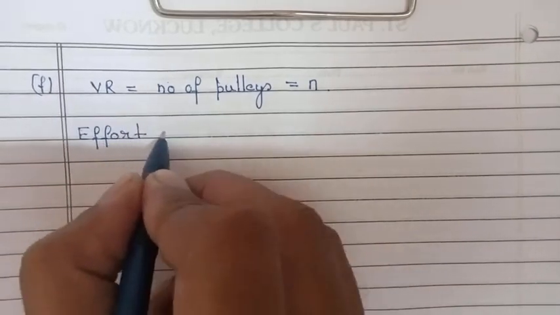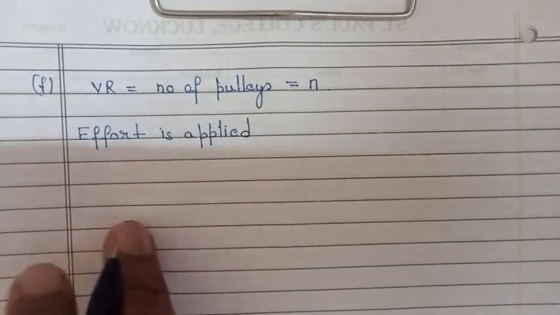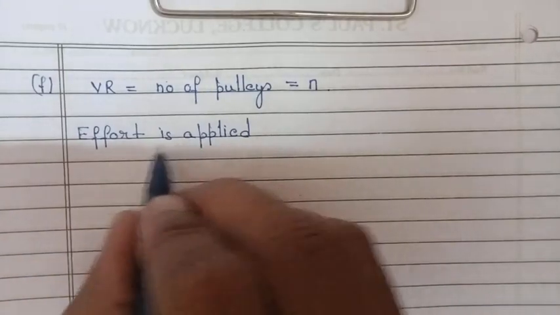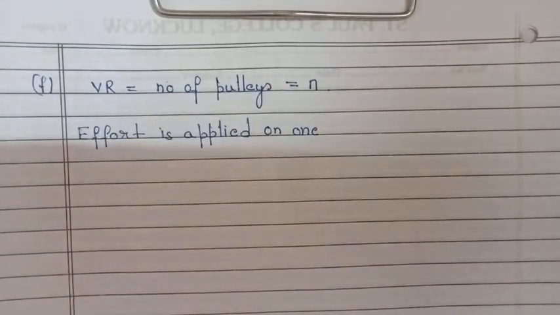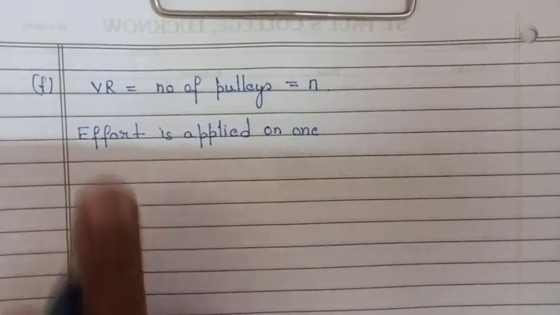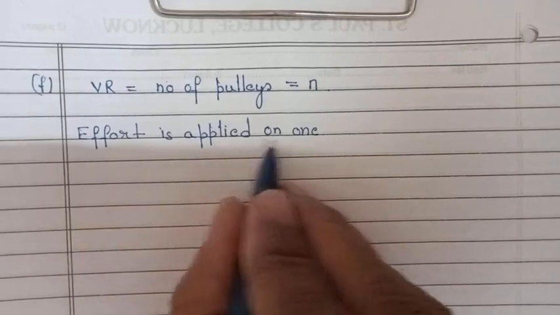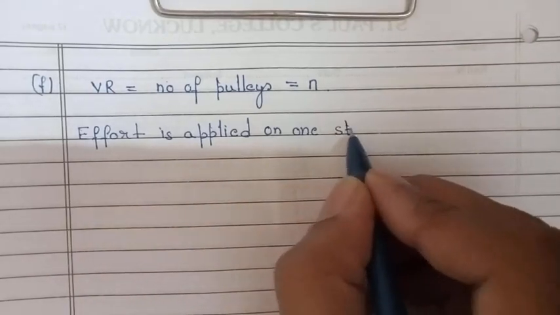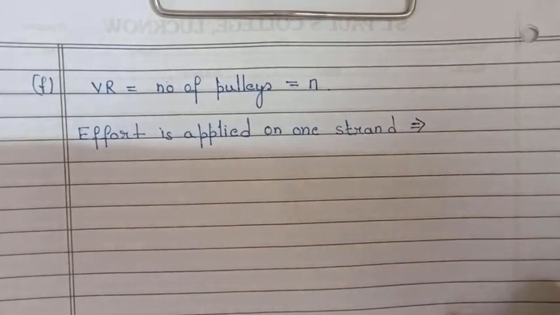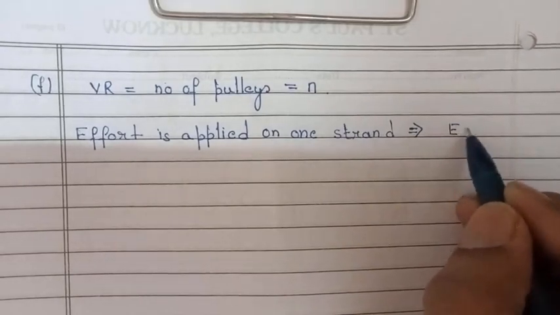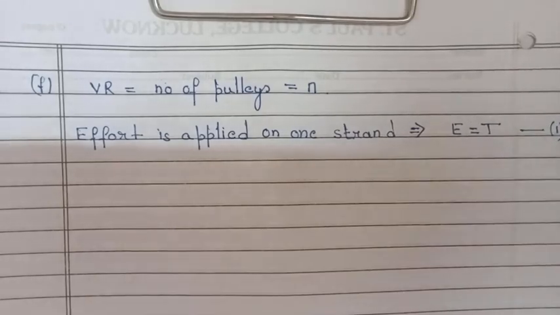So here we can write that effort is applied on one strand. See, whatever may be the number of pulleys, for effort we only get one strand. Remember, the number of pulleys may be 4, 5, 6, 10, 100, whatever, but effort can be applied only on one strand. So as effort is applied on one strand, effort is equal to the tension T in that strand. So we have got the first equation.